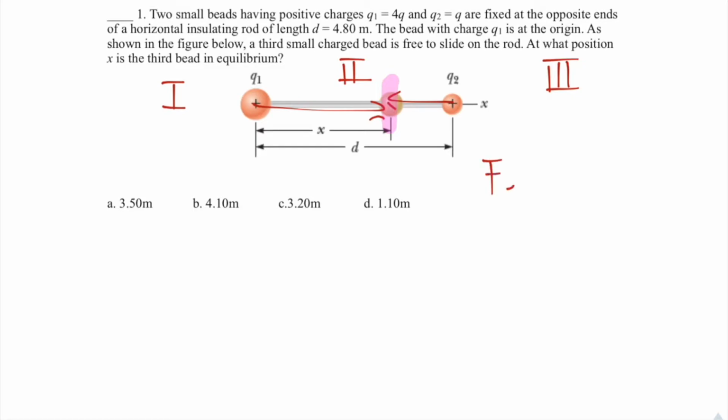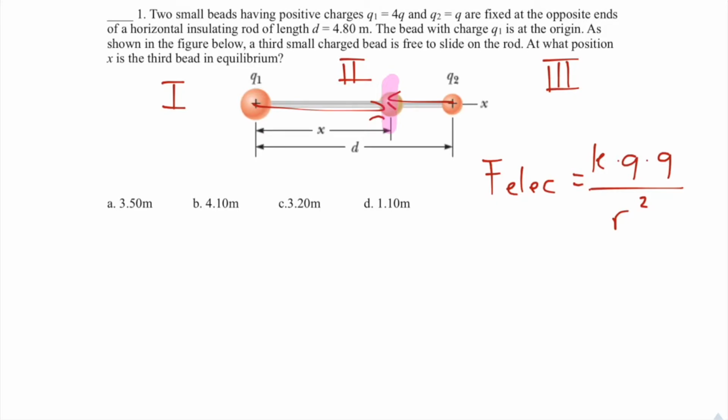which is the constant K times charge 1 times charge 2 over the distance squared. And in this case, we have two forces, two electrostatic forces, like I mentioned, the one from Q1 and the one from Q2. And what we're going to need to do is set those equal to one another, because when the forces are equal to one another, that means we have no net force. We're going to set up for both of them.